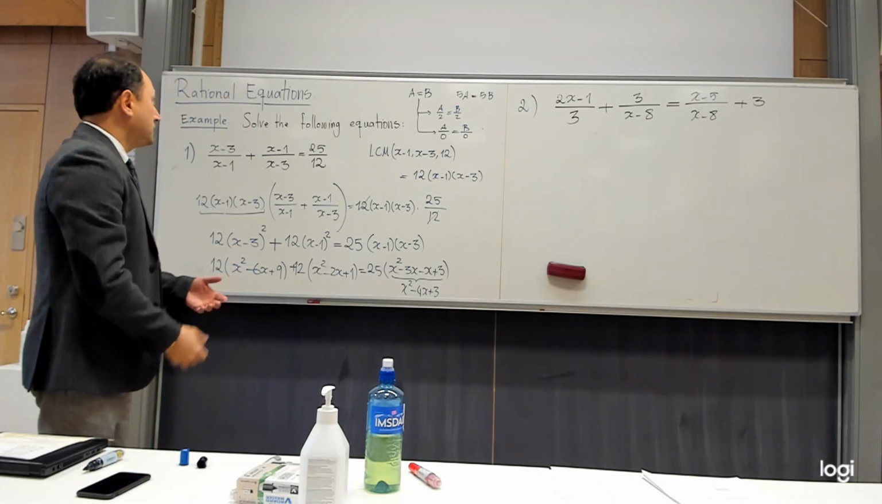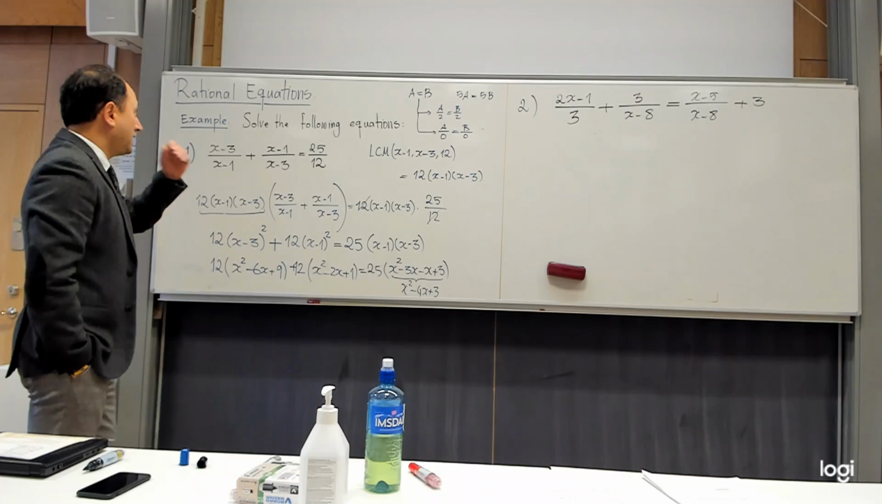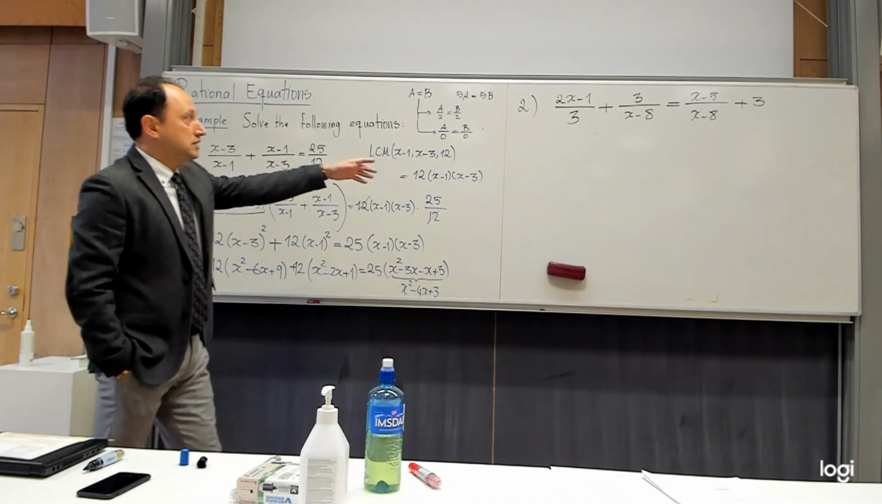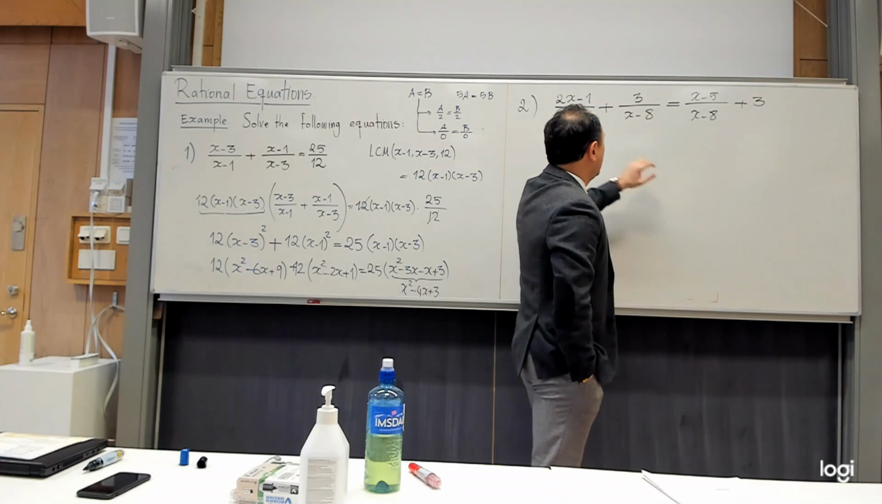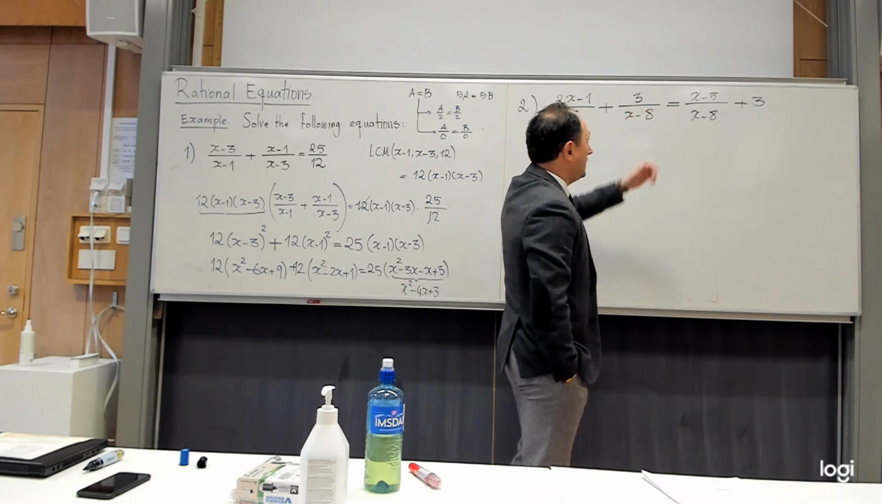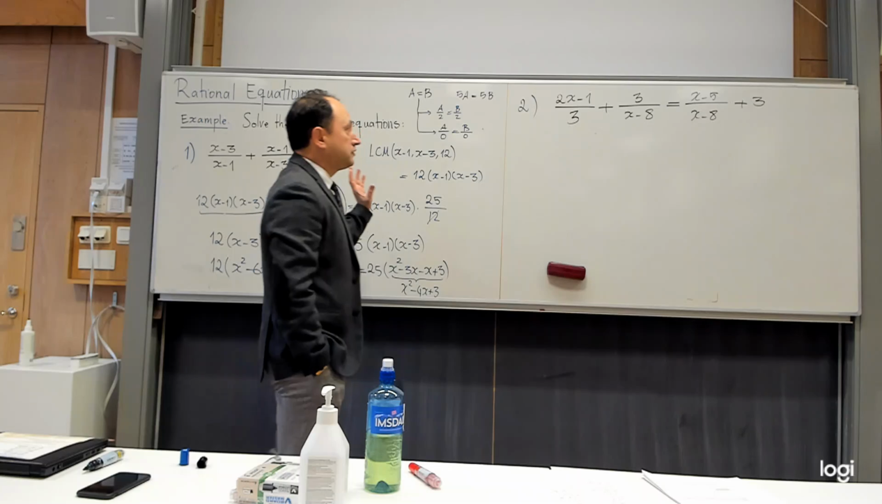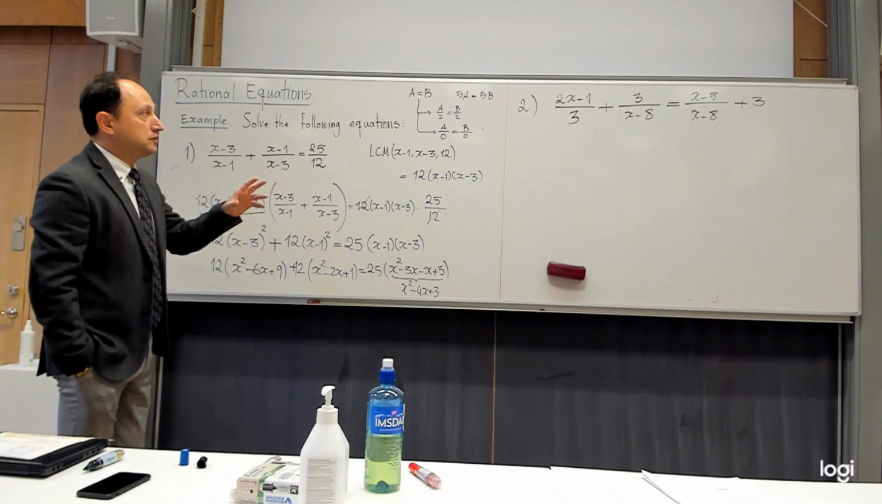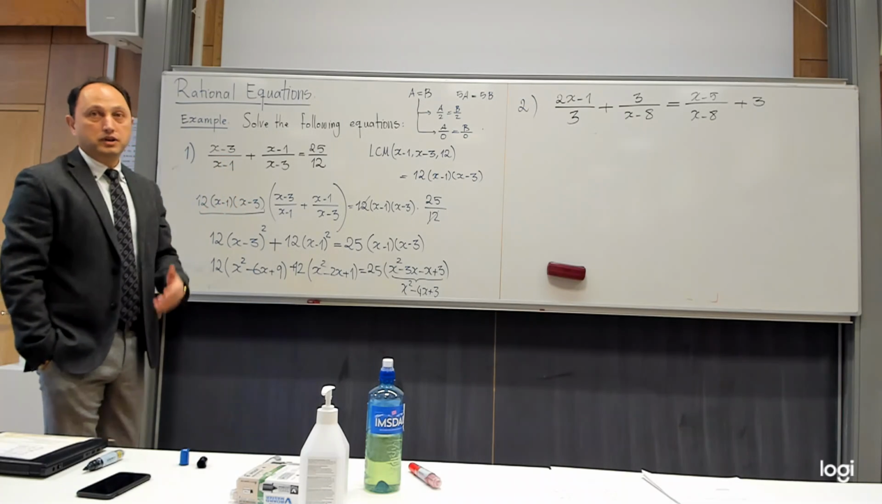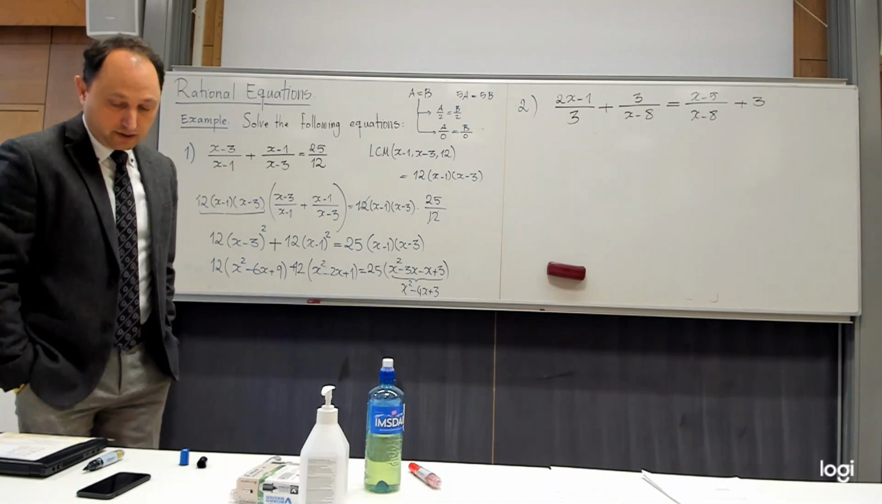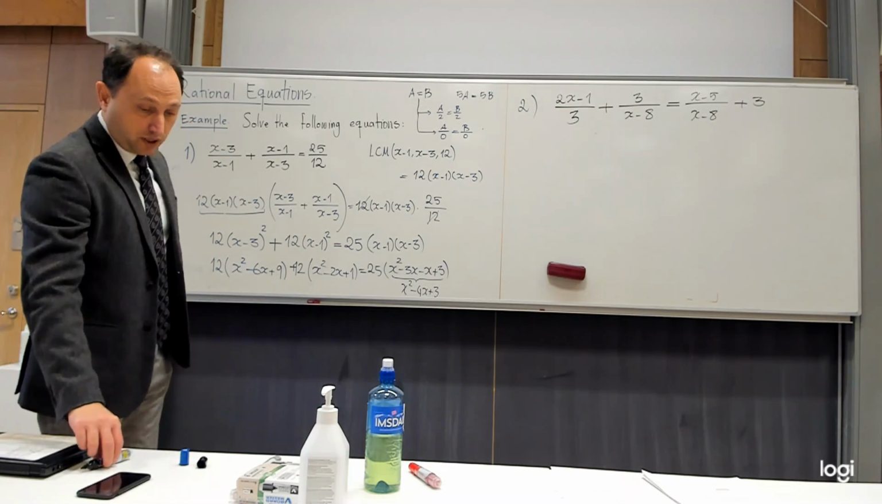So let me just repeat why it's called a rational equation. I have asked you to solve the following equation. So it means that I have an equality somewhere. I have an unknown variable x in this case, and I want to find the appropriate value for x so that when I replace x with that value, the left-hand side becomes equal to the right. Okay, so what should I do again?